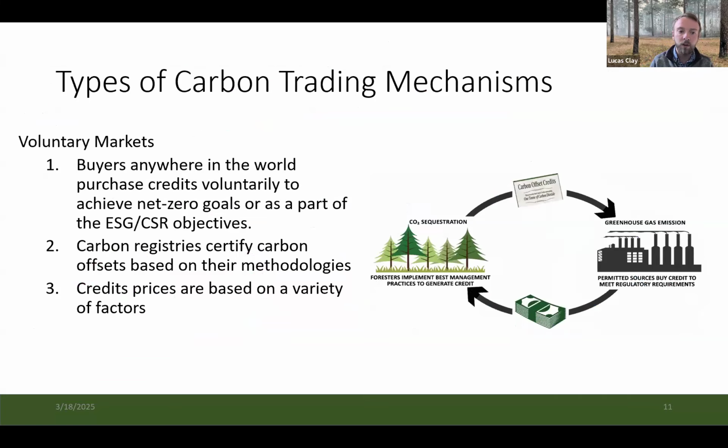So moving on to the voluntary market. The voluntary market is a similar concept, but in this case, buyers or purchasers are purchasing these credits voluntarily to achieve net zero goals or contribute to their ESG or corporate social responsibility objectives. So this again is voluntary in nature, and it's outside of any government regulation or purview. These carbon registries are independent organizations that certify these offset credits based on methodologies. And because of this, these credit prices can vary based on a variety of different factors.